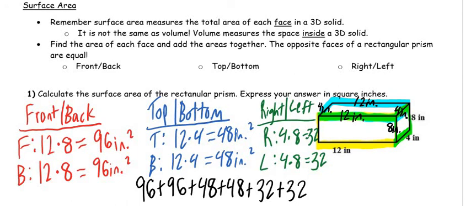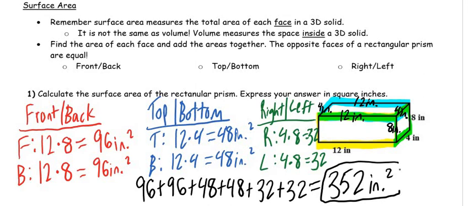And when you add those values together, you should find that this rectangular prism has a surface area of 352 inches squared. You can use this setup for the one other question down below, but this is it. We're just practicing with the surface area of a rectangular prism.